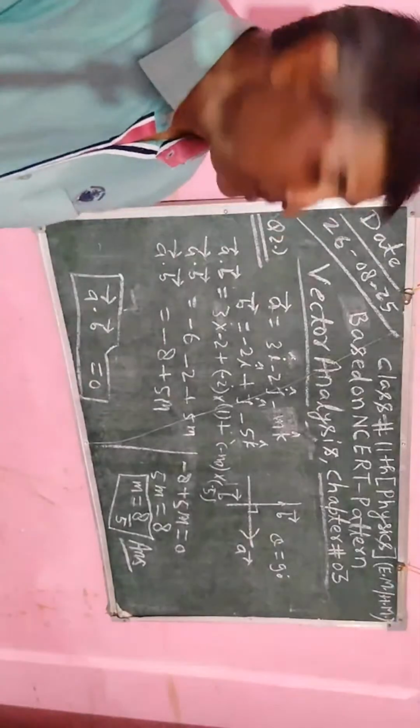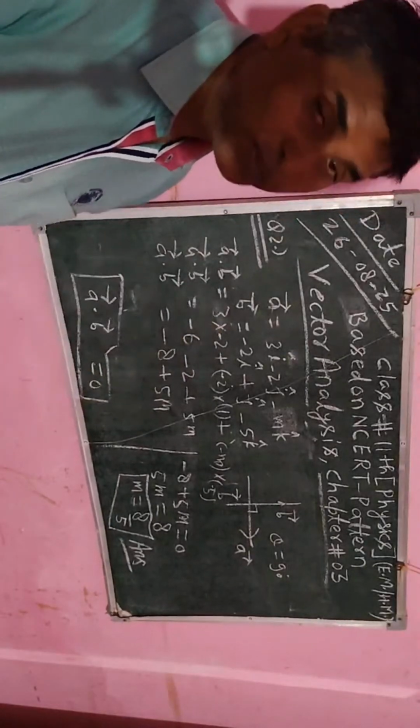Now this is the next, this is the second concept, because one vector is perpendicular to the other vector.